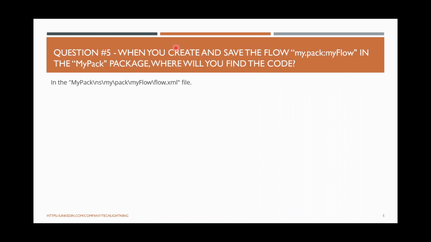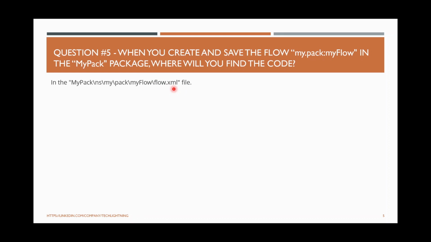Move on to the next one. When you create and save a flow, for example, I am saving my flow service, which is called myFlow, into the package called myPack. Inside the myPack package, you can see the code. Normally any flow service gets stored in a flow.xml. It is stored under the ns folder of your package, and under the ns you will have folders and subfolders, and also your flow name. The flow service name will also be a folder, and once you open the folder you will have a flow.xml. This is the file where your entire code gets stored.